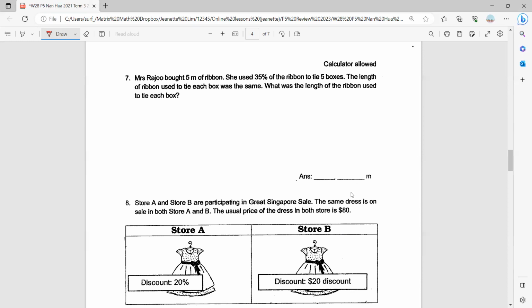Okay, so 35% of the ribbon to tie 5 boxes. How long is it? So 35%, 35 over 100 times 5. This is all in meters. And you will get 1.75. This much of a ribbon is used to tie 5 boxes. So if you want to find each box, you should divide by 5. So answer, 0.35 meters.